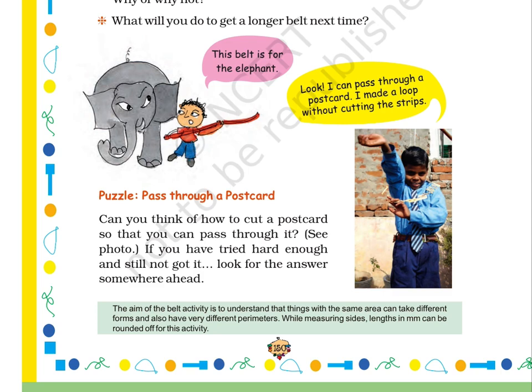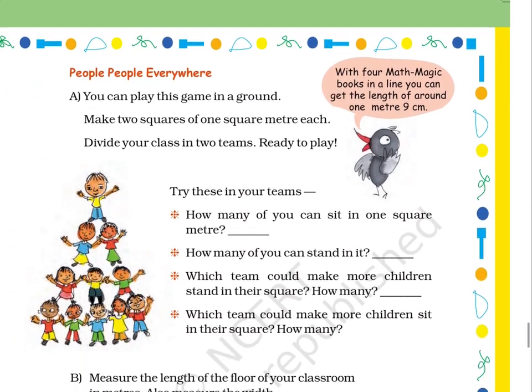For the teacher. The aim of the belt activity is to understand that things with the same area can take different forms and also have very different perimeters. While measuring sides, lengths in millimeters can be rounded off for this activity. Page 151.